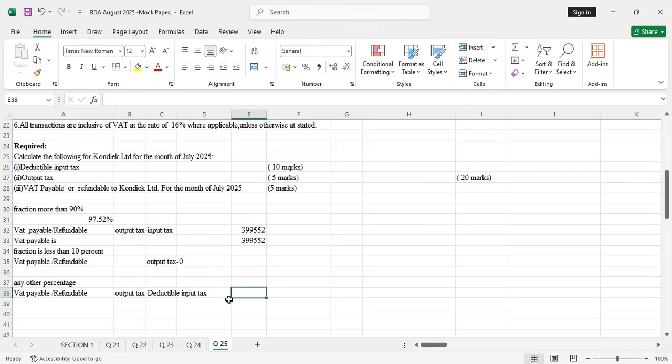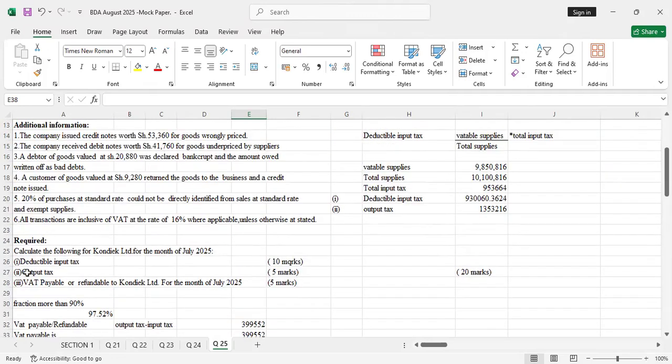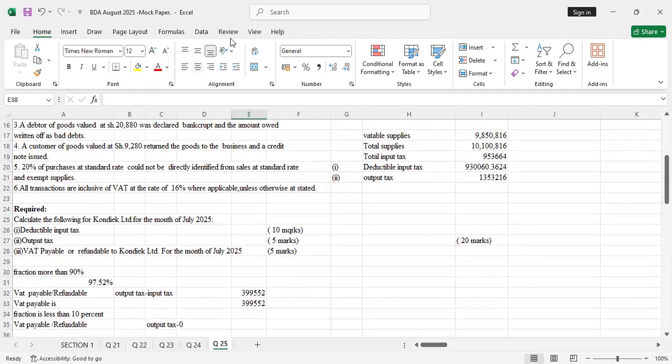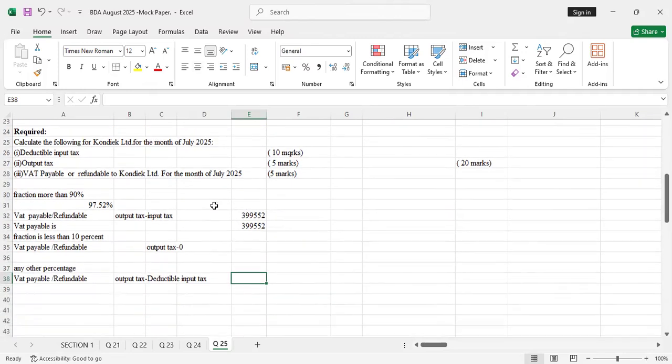So those are the only tests that you have to carry out whenever you have a deductible input tax. It's not a must that they ask you about deductible input tax, but they will tell you that some percentage of purchases at standard rate will not directly be identified from sales at standard and exempt supply. So at that point, you have to come up with deductible input tax. They can just ask you to give the output tax and maybe VAT payable or refundable to the company. That's how you're supposed to tackle that question, and you get your 20 marks.